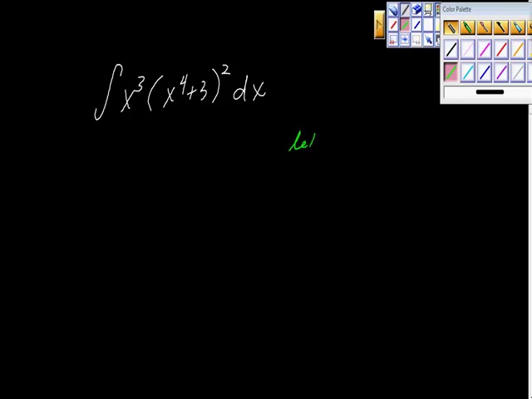So let's find this one, please. The integral of x cubed times x to the 4th power plus 3, squared dx. So here we have this integral. What I'm going to do here is look for this pattern, and I'm like, you know what, the derivative of the inside is 4x to the third power. Well, I got most of it right there, don't I? So what I'm going to do here is this u substitution idea, and I'm going to let u equal this piece right here, x to the fourth plus 3.